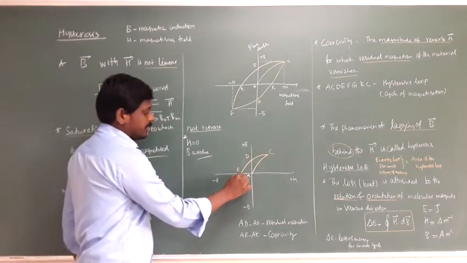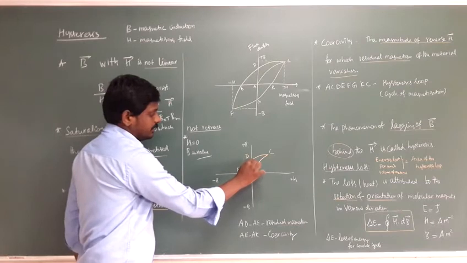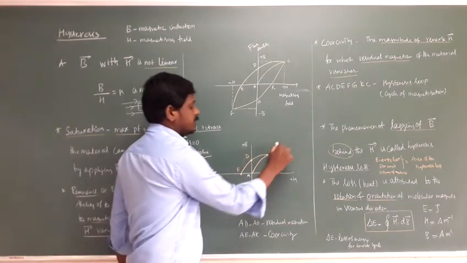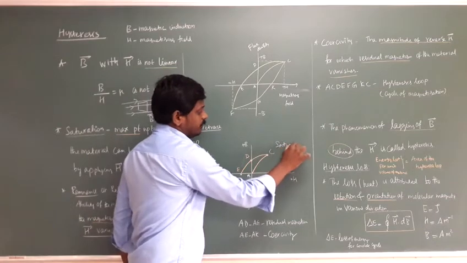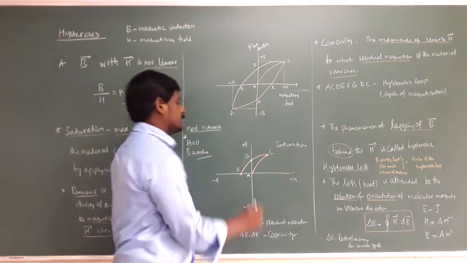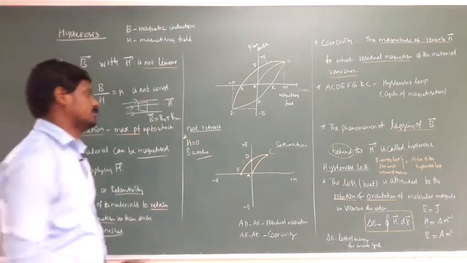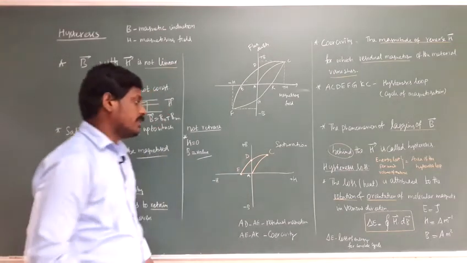So at this point, these 3 points are important. The first point is saturation, the second point is retentivity or remnants, and the third point is coercivity.